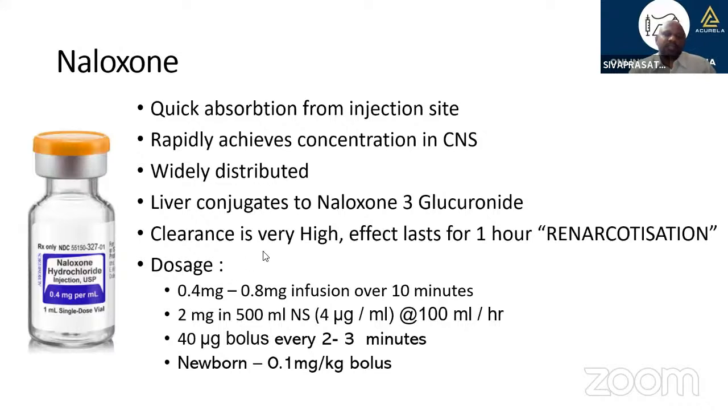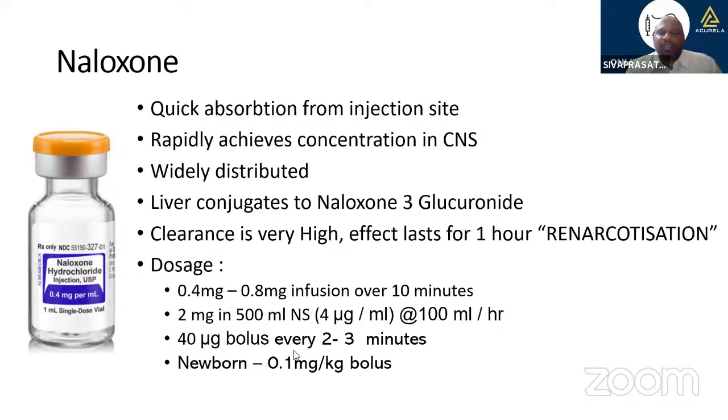The usual dosage in an emergency setting is 0.4 milligram to 0.8 milligram infusion over 10 minutes. Never give it in a direct bolus. Patient will have a sudden increase in pain. So never give it as a direct bolus. Give it as an infusion over 10 minutes. Or 2 milligram, then maintain with 2 milligram in 500 ml, which will give a concentration of 4 microgram per ml at 100 ml per hour. You can also use it as a 40 microgram bolus every 2 to 3 minutes.